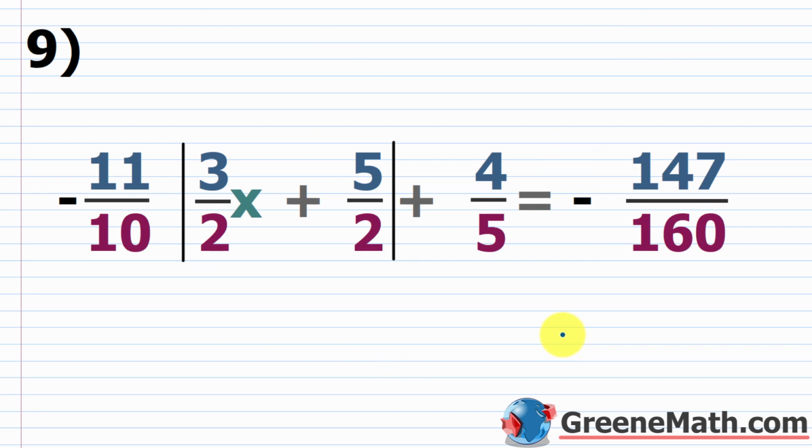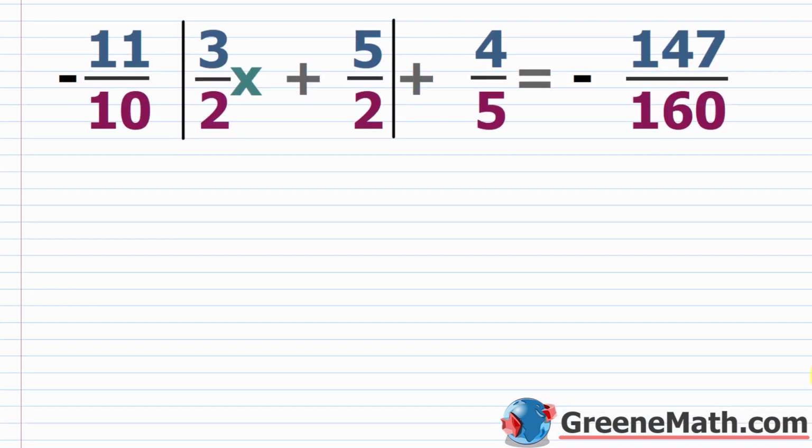All right, let's look at problem number 9. So this one looks like it'll be a little bit tedious because of the fractions. We have negative 11 over 10, which is multiplied by this absolute value of 3/2 x plus 5/2, then plus 4/5 is equal to negative 147 over 160. So I would start by clearing the denominators. So on the outside of the absolute value operation, and you think about the denominators out there, you have a 10, a 5, and 160. So you can just use 160 as your LCD.